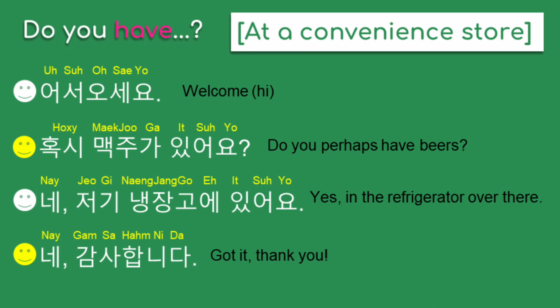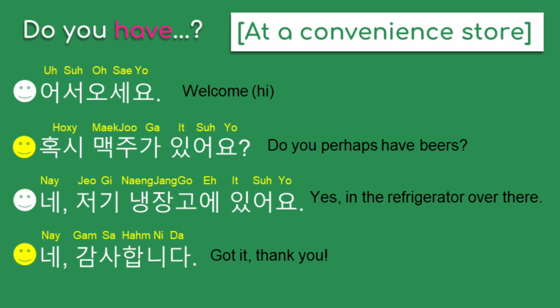So let's practice. I'm gonna be the clerk at the convenience store, and you're gonna be a customer who's looking for beer. Okay? 어서 오세요. And your turn. 네, 저기 냉장고에 있어요. And your turn.